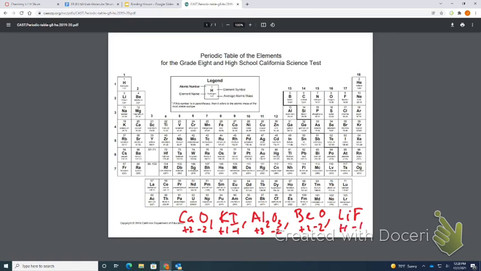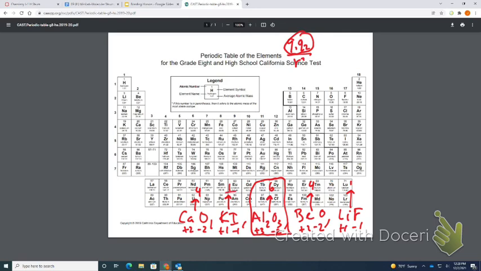So if you remember in Coulomb's law, the charges are multiplied by each other over the radius squared, right? So to figure it out, we just multiply the charges. So this would have 4, this would have 1, this would have 6, this would have 2. Oh no, 2 times 2 is 4, sorry. And then this would have 1. So we already know that Al2O3 is the largest, that one has the highest lattice energy. Now I've got to break it down.